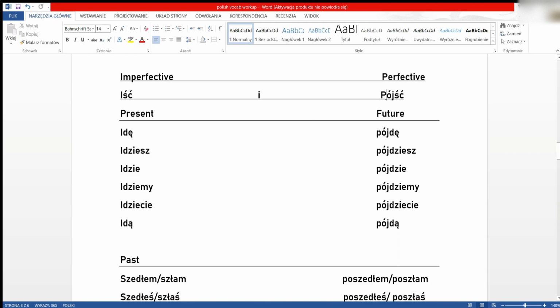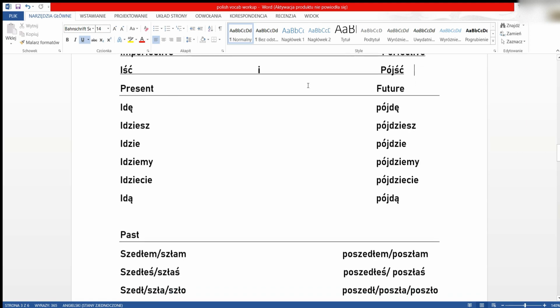However, the verb pójść, as you noticed, has only the future conjugation, there's no present tense for it. So you say ja pójdę. When you say ja pójdę, it means I will go. It doesn't mean I am going. So simply you can think of it this way: imperfective means present continuous, perfective means simple future. This is one way to think about it.